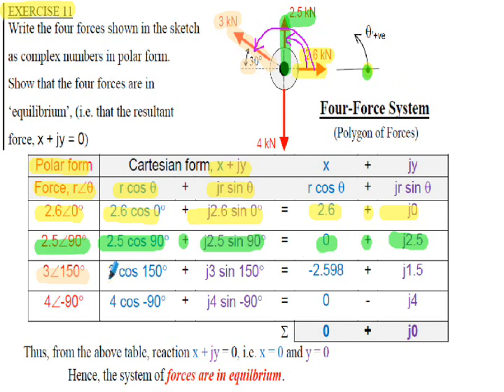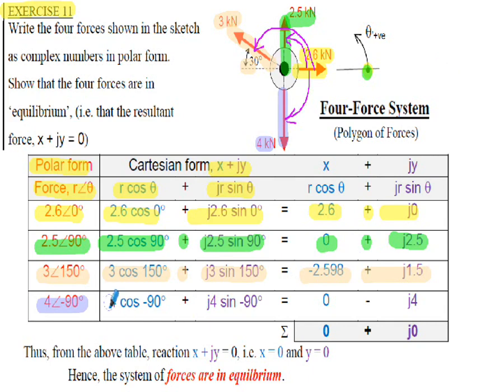So in Cartesian form, that will be 3 cos of 150 degrees plus j 3 sine 150 degrees. That evaluates to negative 2.598 plus j 1.5. And the final force to consider is 4 kilonewtons vertically down. So in polar form, that can be written as 4 argument negative 90 degrees. So if I want to, I can specify my angle this way round, and that will be negative 90 degrees. If you want it in the positive sense, it will be 270 degrees. But I'm going to use the negative sense here.